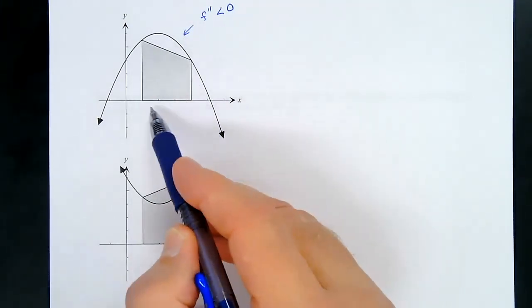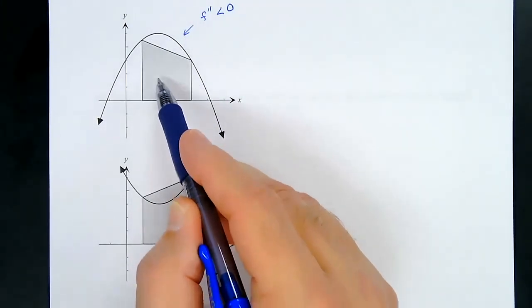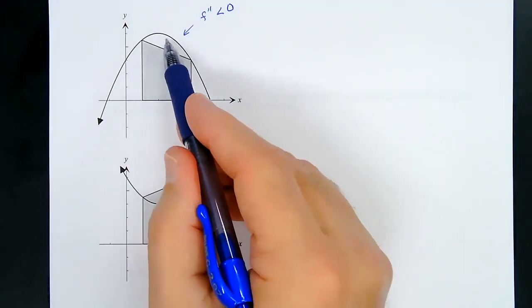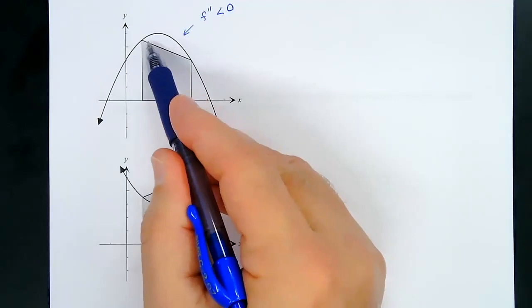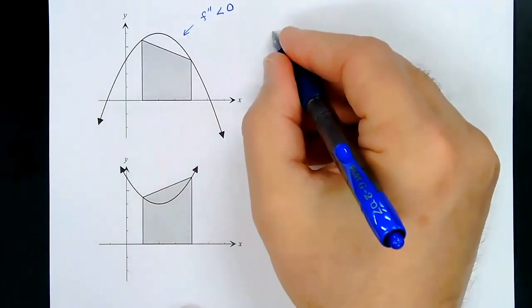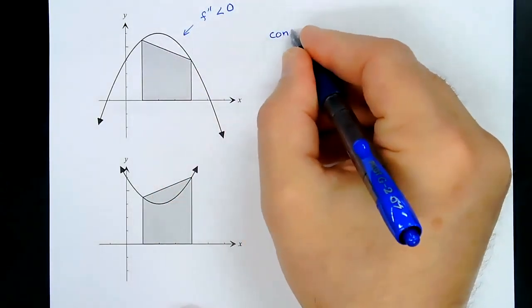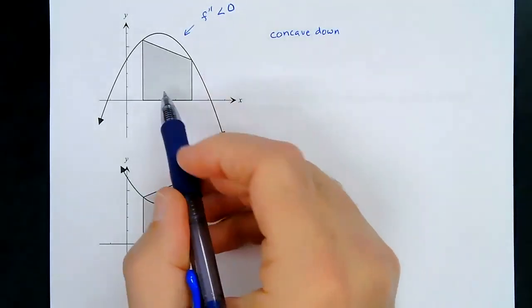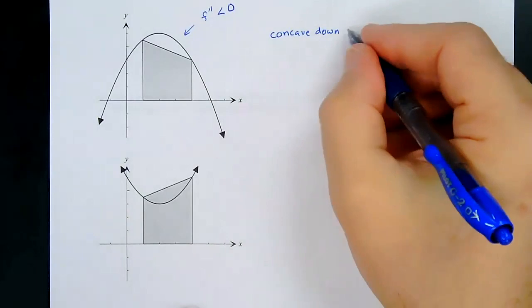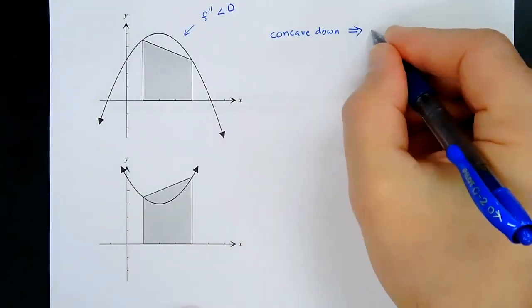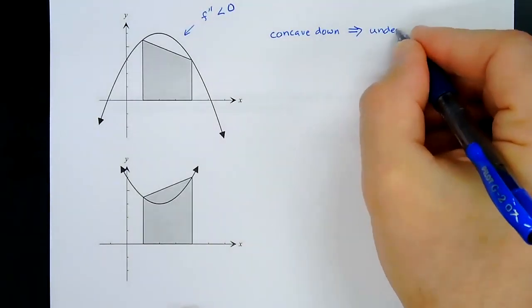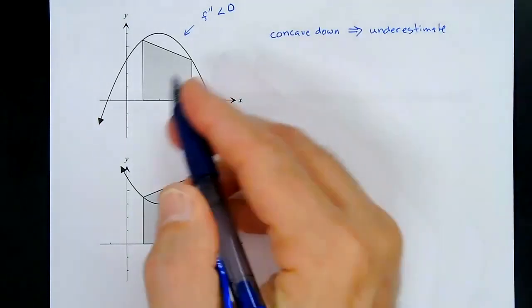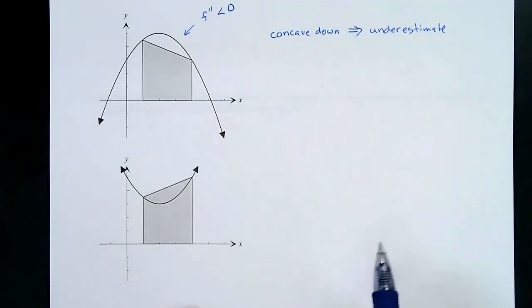Even if we squeeze these two sides together and make this a skinnier trapezoid, it's still going to have this gap in between the trapezoid and the curve. So we should realize that, okay, if it's concave down, then the estimate that we get from this would be an underestimate, because we'd be missing this little white part up here, okay?